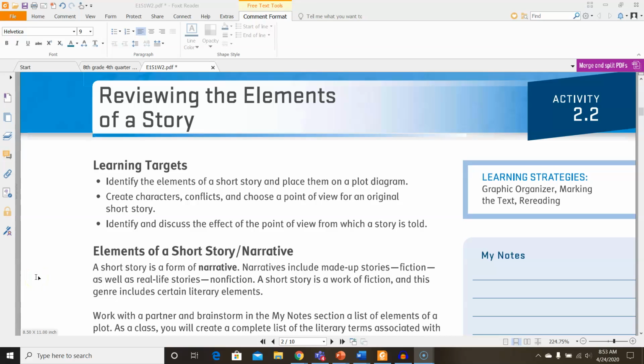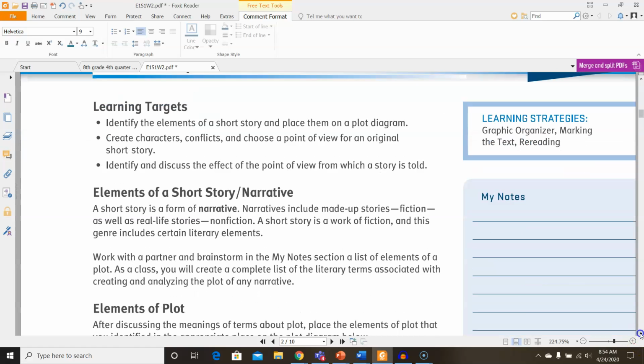Today I'm going to go over English 1, Semester 1, Week 2, Activity 2.2, Reviewing the Elements of a Story. So our learning targets for this activity are to identify the elements of a short story and place them on a plot diagram, to create characters and conflicts and choose a point of view for an original short story, and to identify and discuss the effect of point of view from which a story is told.